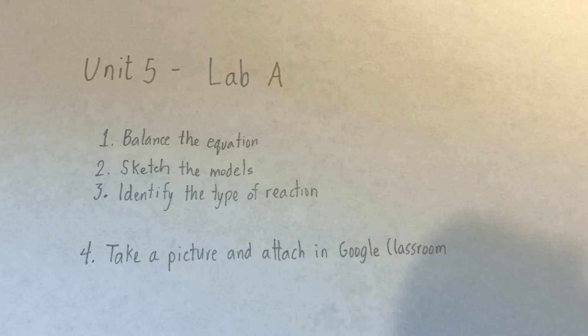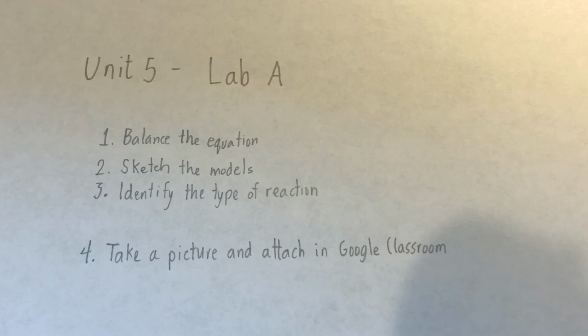So for Lab A, this is what you're going to be doing. For each of the reactions in Lab A, you're going to balance the equation. Once you've balanced the equation, you'll use the formulas and coefficients in the equation to sketch a complete model for that reaction. Once you've sketched your models, you should also identify the type of reaction for each of the reactions, as we've done on previous assignments.